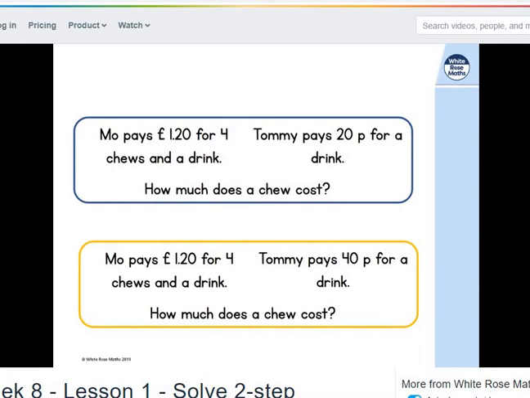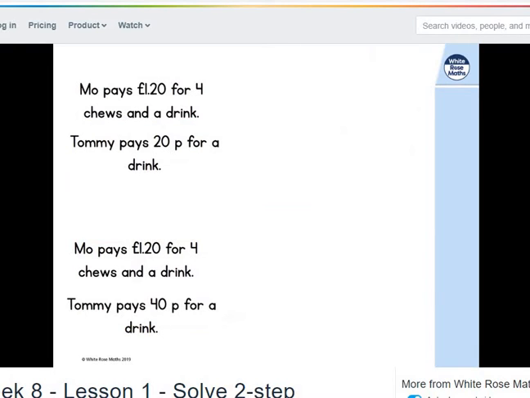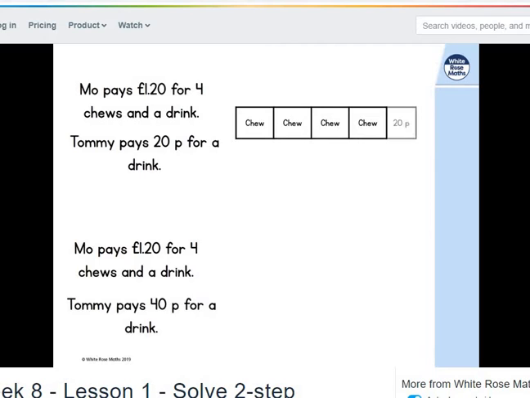Then, 2 similar stories here. They both want you to work out how much a chew costs. So pause the video, have a go at these 2 problems. Can you work out how much a chew costs? How did you get on? Let's represent both problems, but we'll start off with the top one. He buys 4 chews and a drink. We know the drink costs 20p because Tommy pays 20p for one. And altogether that costs £1.20. So 4 chews plus 20p is equal to £1.20.